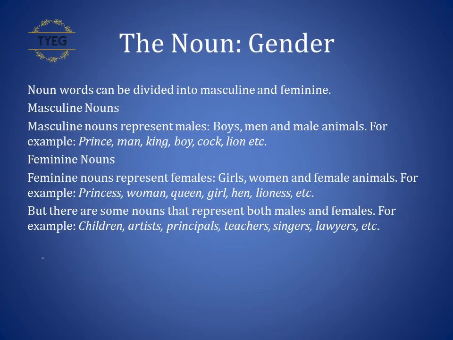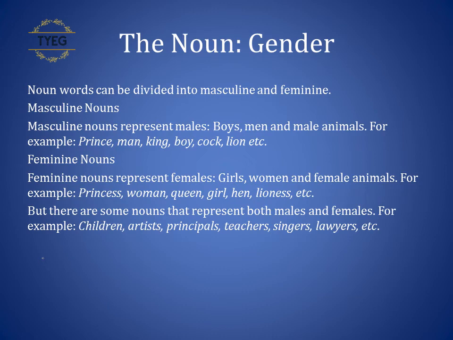The noun, gender. Noun words can be divided into masculine and feminine. Masculine nouns. Masculine nouns represent males, boys, men, and male animals. For example, prince, man, king, boy, cock, lion, etc. Feminine nouns. Feminine nouns represent females, girls, women, and female animals. For example, princess, woman, queen, girl, hen, lioness, etc.